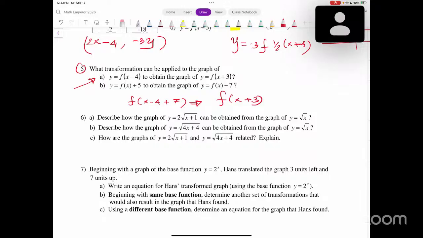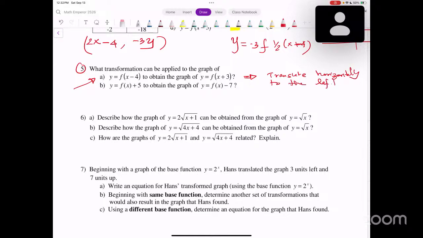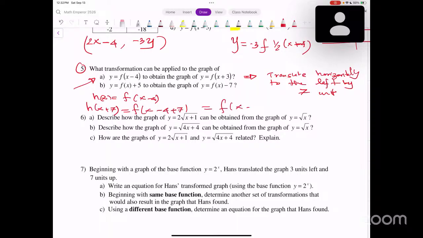You have to be careful here. You have to translate horizontally to the left by 7 units. Are you guys following that? Let's call h of x equal to f(x minus 4). If I do f(x plus 7), then I go to f(x minus 4 plus 7), which is going to give f(x plus 3). Are you guys following that question, guys?